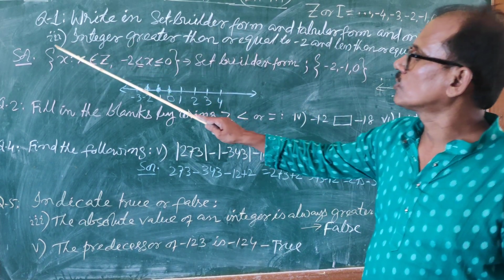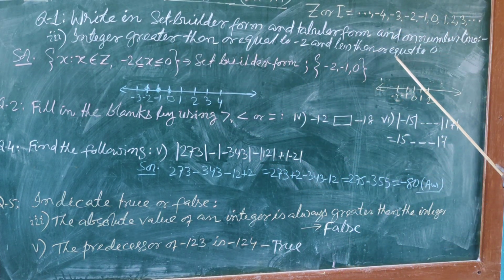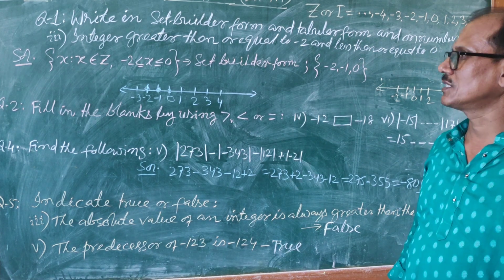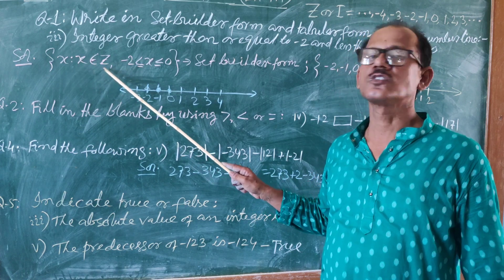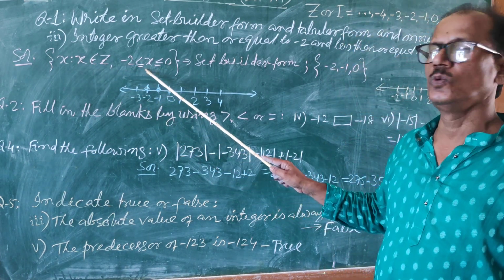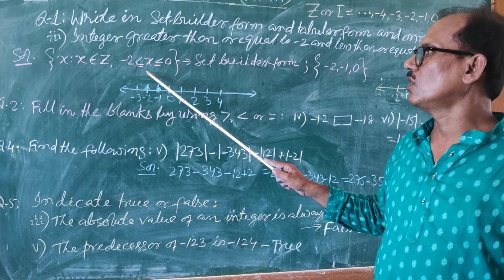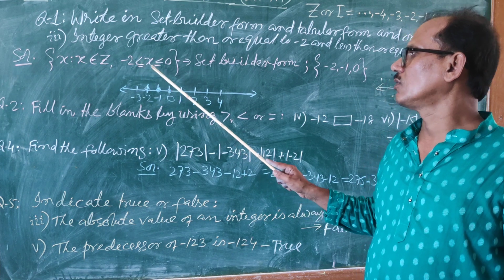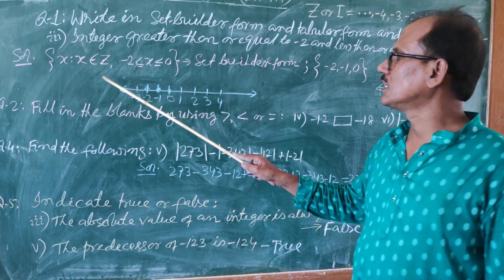See, I have taken question number 3: integers greater than or equal to minus 2 and less than or equal to 0. The aspect is very simple. If you want to go for set-builder form, x such that x belongs to Z or I, and the limit of x is minus 2 less than or equal to x, less than or equal to 0. This is the sign. This is in set-builder form.